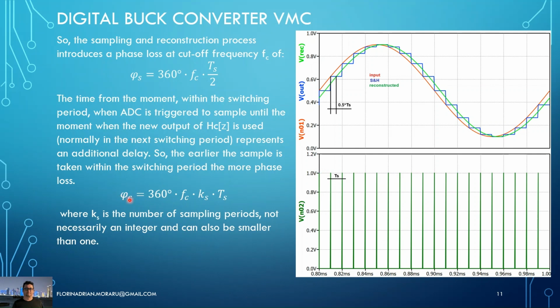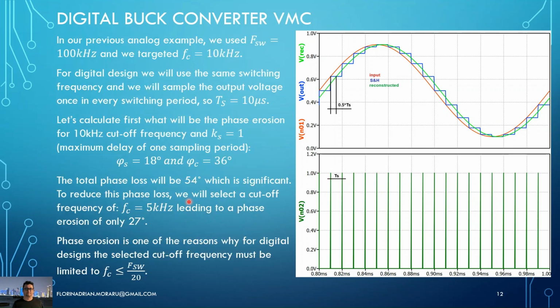So the phase loss due to the calculation is given by this expression here, where Ks is the number of sampling periods. Of course, we intend to sample the output voltage in every switching period, but it could also happen at 2 or 3 or 4 or 5 switching periods. This is also possible. But the higher the time delay, the bigger the phase loss.